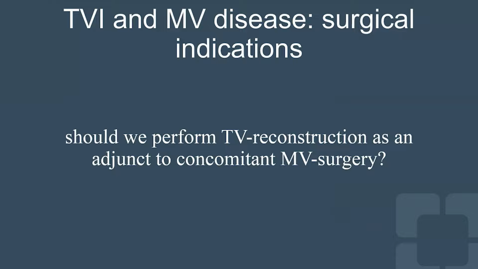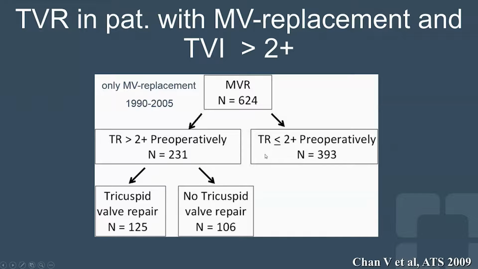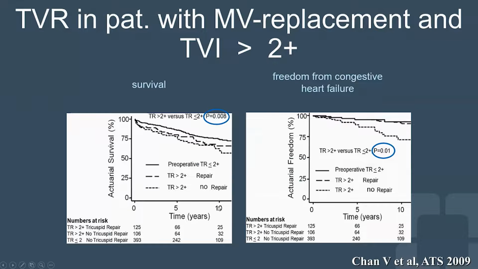So the question has always been, when it comes to mitral valve surgery, should you repair the tricuspid valve at the same time? And this question was looked at by Vince Chan from Ottawa, and what the group did was look at all patients who underwent mitral valve surgery, and look at the patients that had moderate or more tricuspid regurgitation, and then look at those patients who had a repair or replacement. Now, these were not randomized patients. This was retrospective, but nevertheless, it does provide some interesting conclusions.